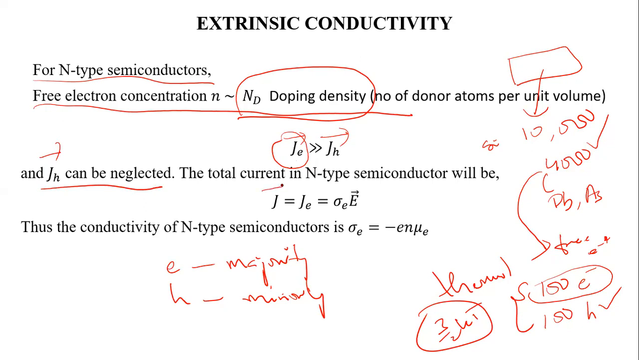So in an n-type semiconductor, we can simply write the current density as J equal to J_E. We are neglecting the contribution of the holes because holes are in the minority, only about 100, while you already have 4,000 free electrons from the donor atoms, the pentavalent atoms. You only have 100 holes because of the thermal energy. So therefore the conductivity will be simply this. The conductivity contribution from the holes can be neglected.